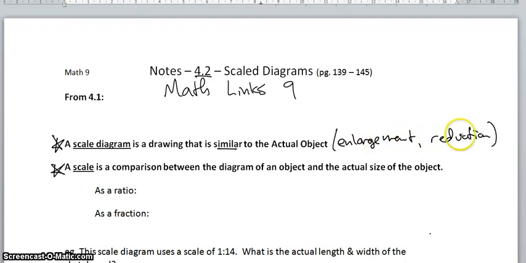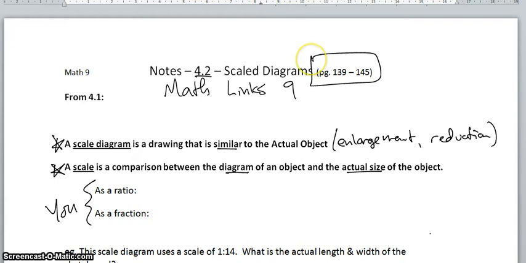A scale is a comparison between the diagram of an object and the actual size of the object. I'll let you fill these in. A couple examples for yourself as a ratio and a fraction, and you'll see some stuff on these pages in your textbook as well.